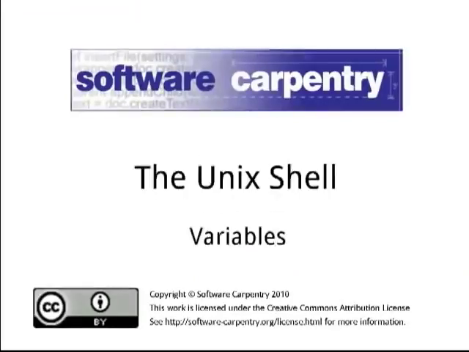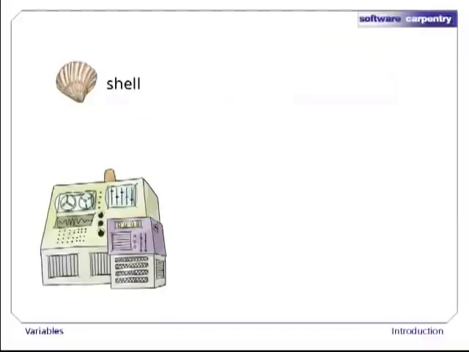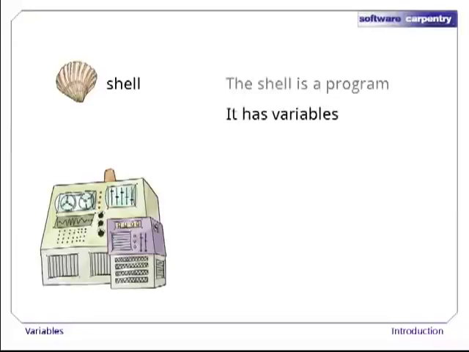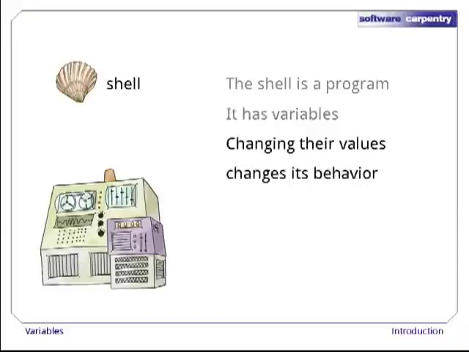Hello, and welcome to episode number 8 of the Software Carpentry lecture on the Unix Shell. In this episode, we'll have a look at shell variables. As you've heard several times by now, we're looking at how to interact with a computer using a command line shell. The shell is just a program, and like other programs, it has variables. Those variables control its execution, and by changing their values, you can change how the shell and other programs behave.